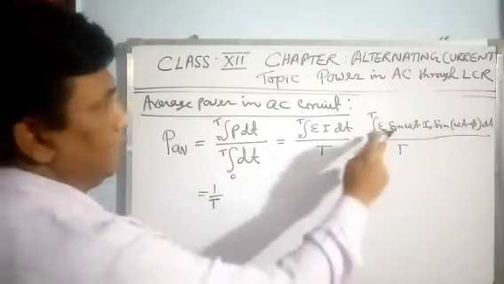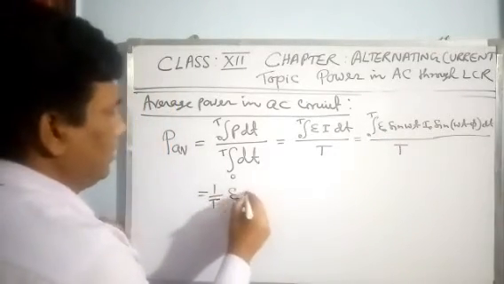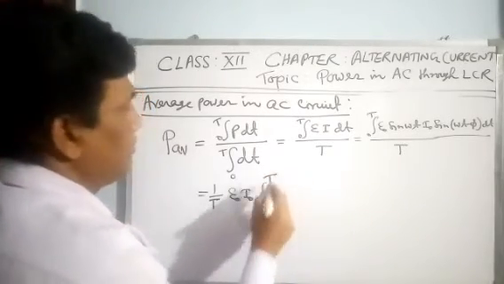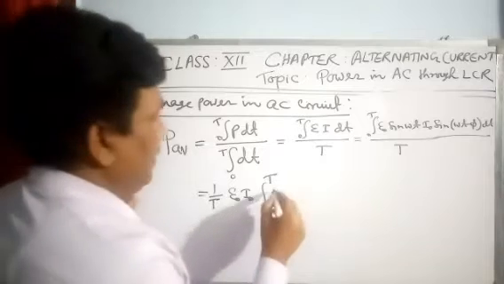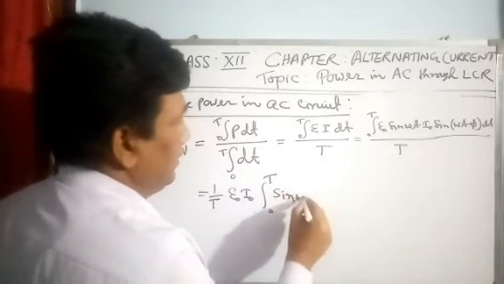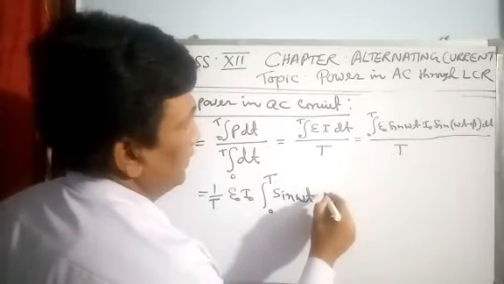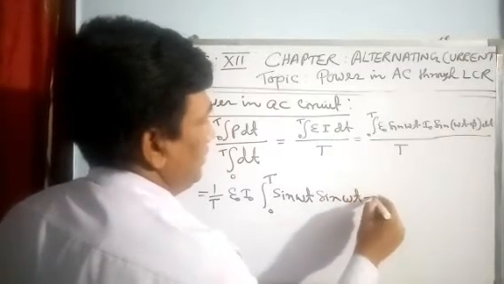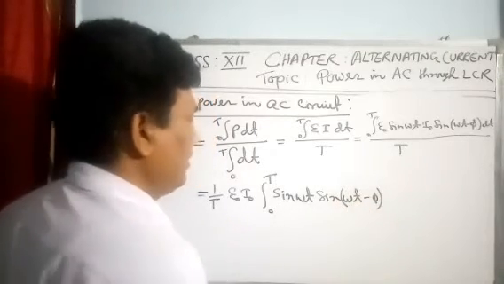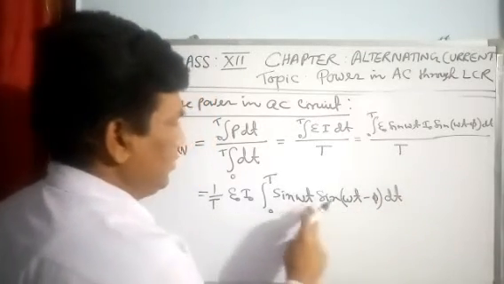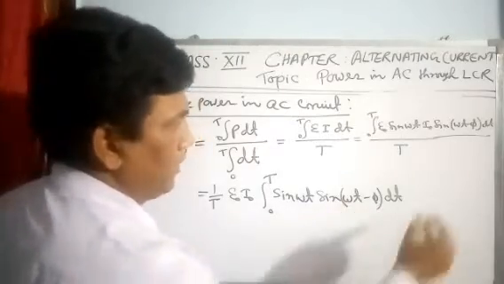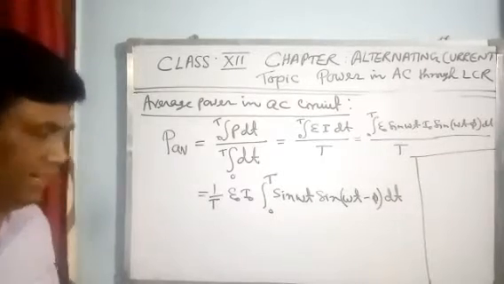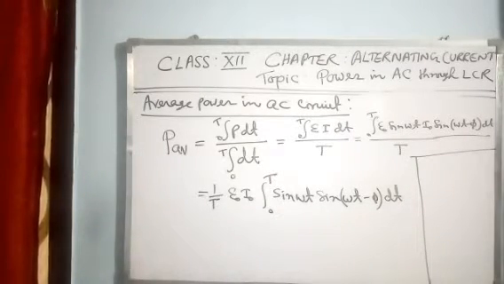E naught I naught is constant. E naught I naught, the maximum value of voltage and the maximum value of current, is constant, so it will come out of the integration. What will be left inside the integration? Sin omega t and sin(omega t minus phi) dt. It is to some extent in the sine A sine B format. Are you getting my point?